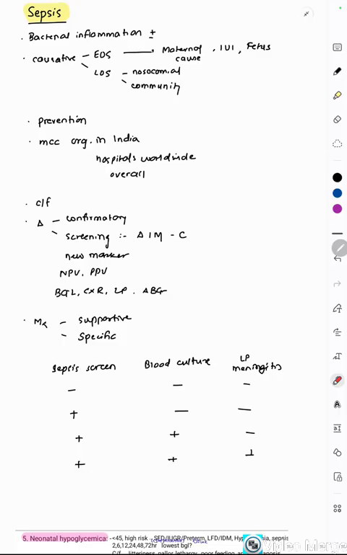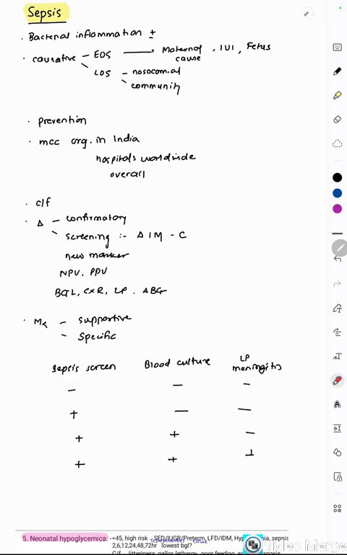Then the community related factors are going to be poor hygiene, poor cord care, prelacteal feeds, or lack of breastfeeding or bottle feeding. So these can be the causes of late onset sepsis. Early onset sepsis is associated with pneumonia, while the late onset sepsis is generally associated with meningitis.